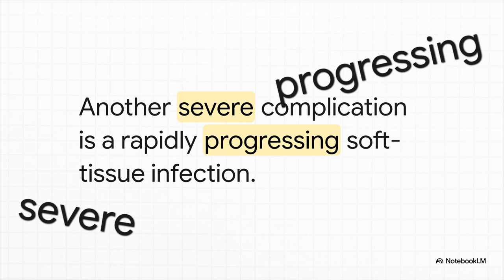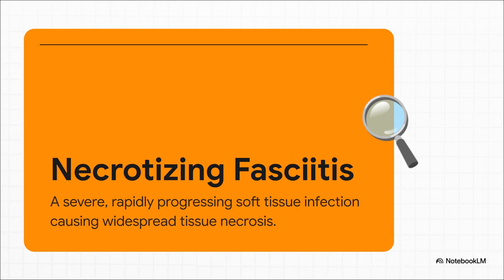And as if that wasn't scary enough, there's another really severe outcome we need to cover: an infection that moves with unbelievable speed and causes incredible destruction. It's called necrotizing fasciitis. You've probably heard of it as a flesh-eating infection, and it is just as bad as it sounds. It's an extremely aggressive bacterial infection that just obliterates the soft tissue and the fascial highways it travels on.